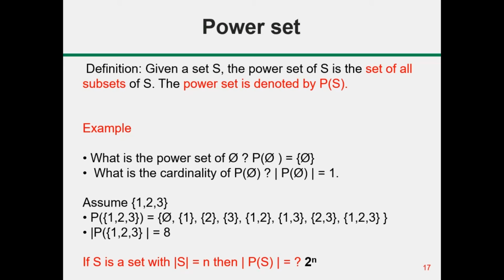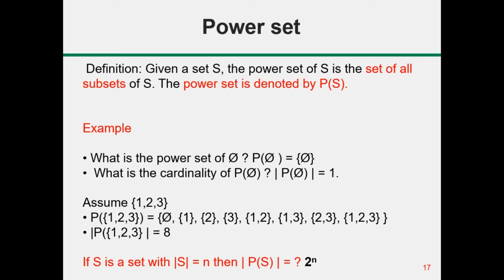And now the power set. Given a set S, the power set of S is the set of all subsets of S. The power set is denoted by P(S). So let's see an example. What is the power set of phi? P(phi) equals {phi}. What is the cardinality of P(phi)? The cardinality is always 1.